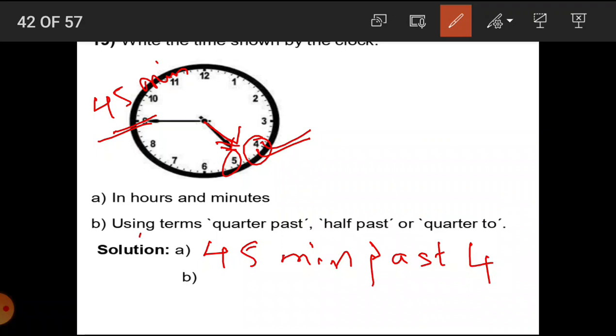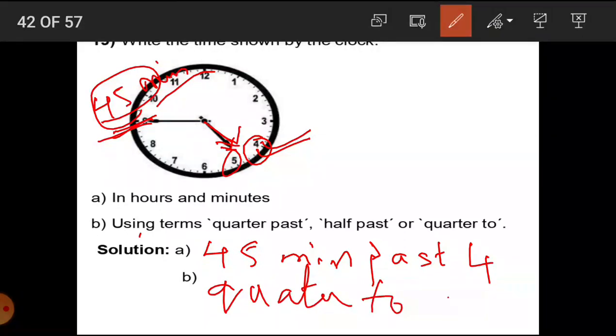Now second is using the term quarter past, half past or quarter to. You have to answer what is the time. Now as I explained before, if it is at 9, that means it is 45 minutes, right? So after 15 minutes it is going to be an hour. So you can write it is quarter to 5. Quarter to 5 means after 15 minutes it is going to be 5 o'clock. So you can use the term quarter to 5. Correct?